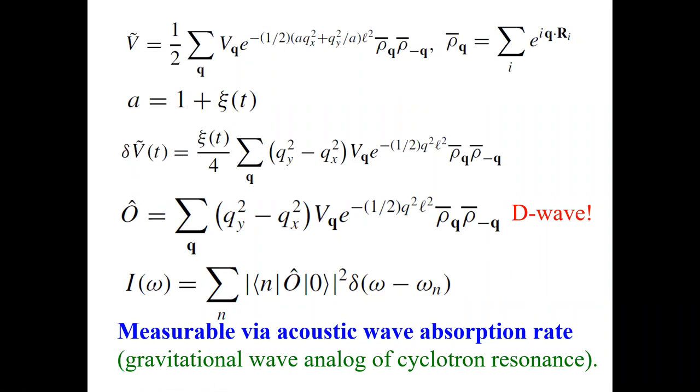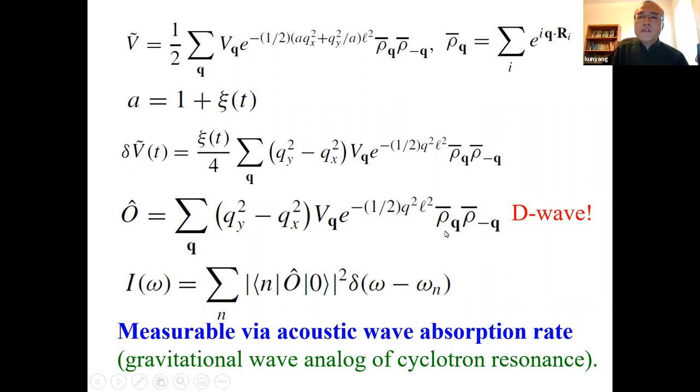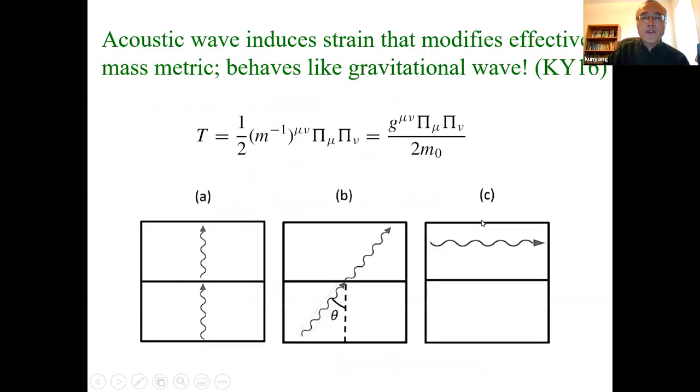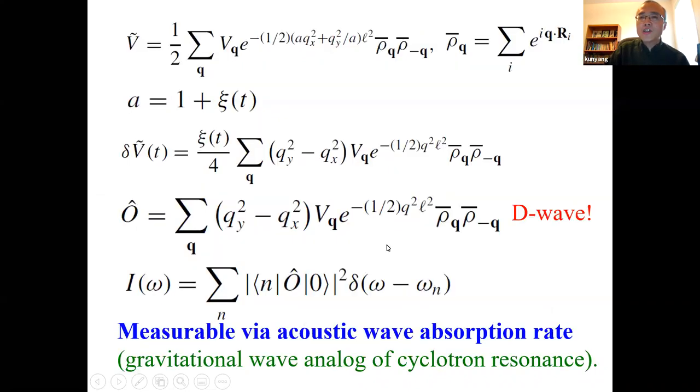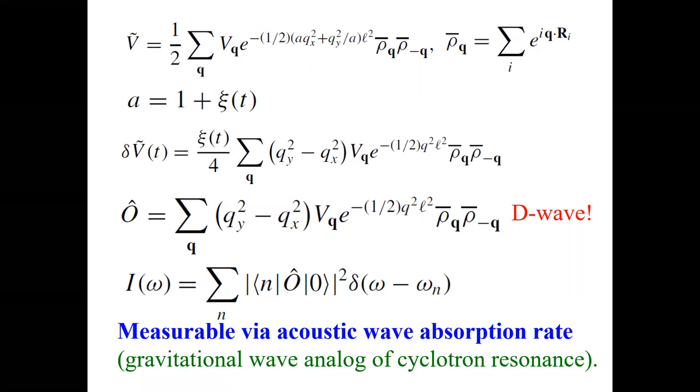Hold on. You see, this is a two-body operator. This is the product of two density operators. It's not a simple density operator. The total momentum is actually zero. It's Q and minus Q. Now, of course, I can make the momentum non-zero, which would be relevant in some situations, by changing this minus Q to minus Q plus delta Q. This is a quadrupolar mode. It's not a density.